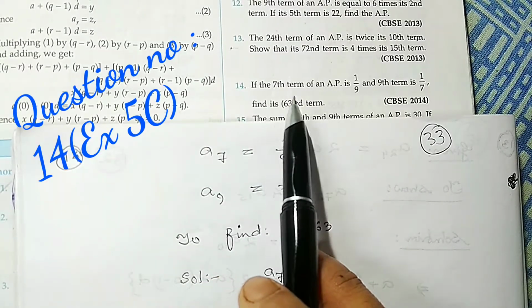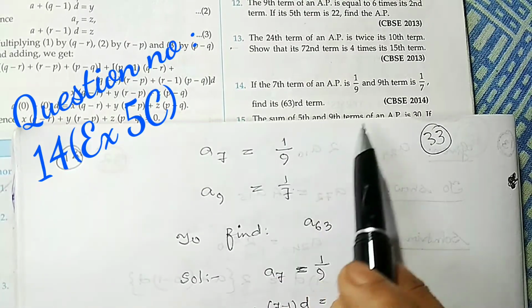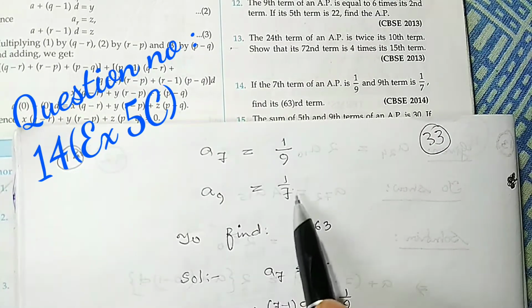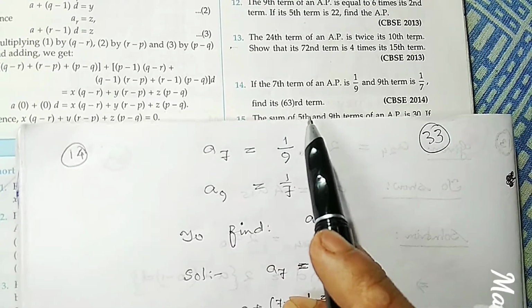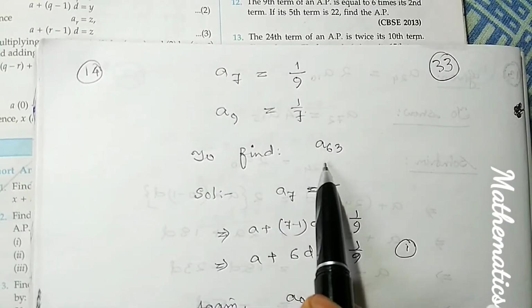If the seventh term of an AP is 1 by 9, that means A7 is 1 by 9, and the ninth term is 1 by 7. We are to find its 63rd term. Now how to do? These two conditions are given and we are to find A63.